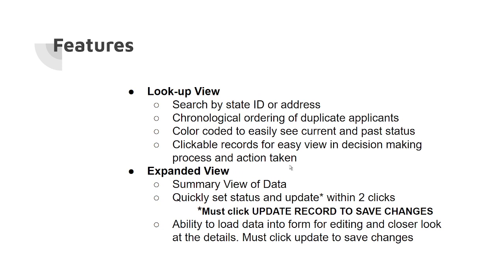We created a lookup view. With the lookup view, you can search by state ID or address, and it'll show any duplicates for that person or that address, which are displayed in chronological order from most recent to the oldest. So you'll be able to easily load that up and look at the requirements. And they're loaded up in a list, and the background around them is color coded to easily see their status, which is better illustrated with a demo.